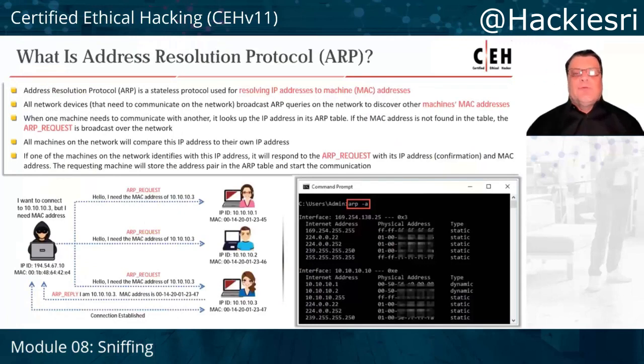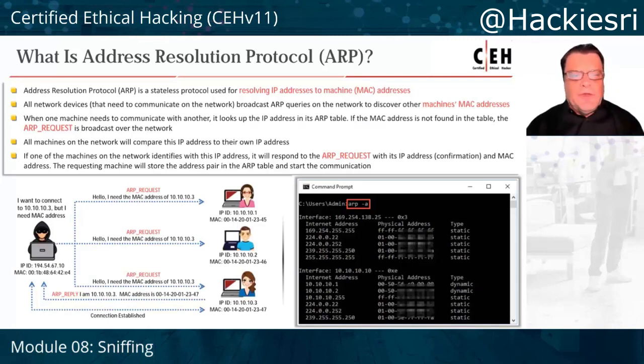What is Address Resolution Protocol, ARP? Address Resolution Protocol, ARP, is a stateless protocol used for resolving IP addresses to machine addresses, that being MAC addresses. All network devices that need to communicate on the network broadcast ARP queries on the network to discover other machines' MAC addresses. When one machine needs to communicate with another, it looks up the IP address in its ARP table. If the MAC address is not found in the table, the ARP request is broadcast over the network.